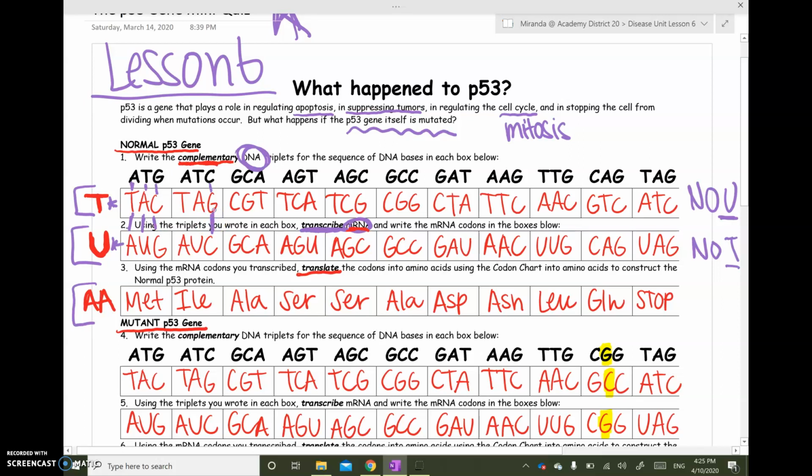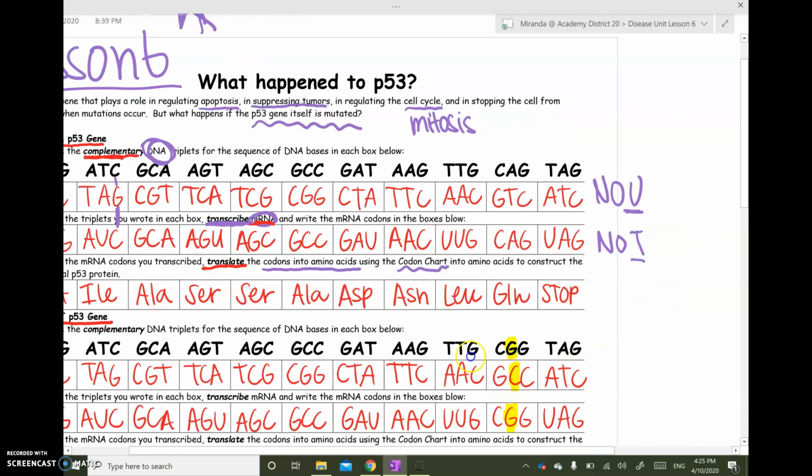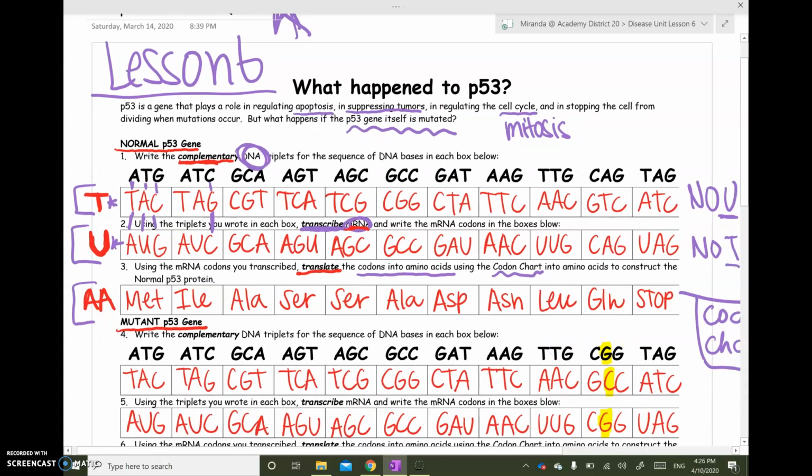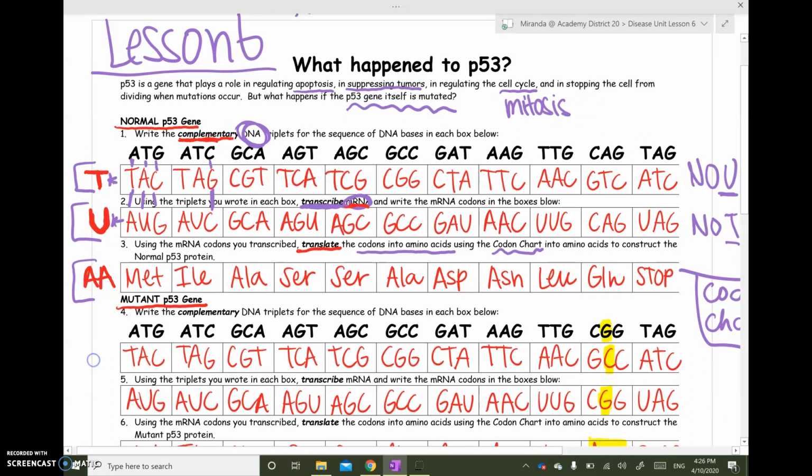Okay, and then the last one, we're going to do translation of codons into amino acids. Now, if you did not have a codon chart, it was really easy to just Google one. Next time, I'll remember to put a codon chart over on the side here. So don't worry. If I give you another thing like this, I will give you a codon chart. So sorry about that. Hopefully you were able to Google it, or maybe you had the one we used in class. It was yellow. All right, so now we have Met, Gly, Ala, Ser, Ala, Asp, Asn, Glu, Gln, and stop.